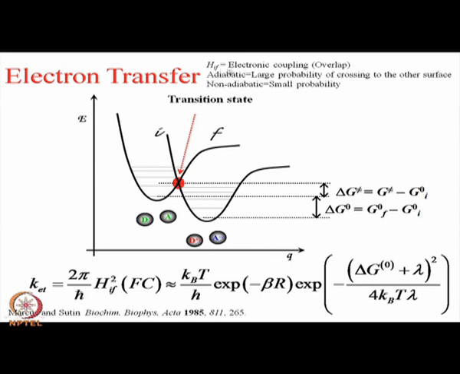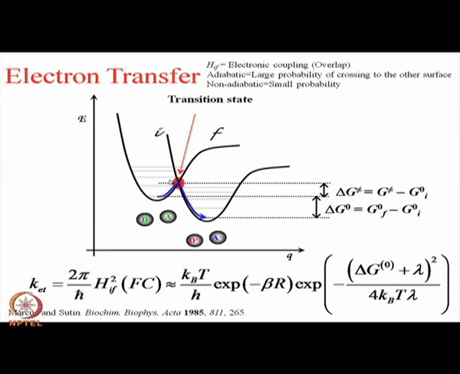HIF is the electronic coupling, that is, the electronic overlap. Under the adiabatic limit there is a large probability of crossing to the other surface, from one surface to the other. In the non-adiabatic case there is a small probability of crossing. If you want to learn more, you can go through this article.